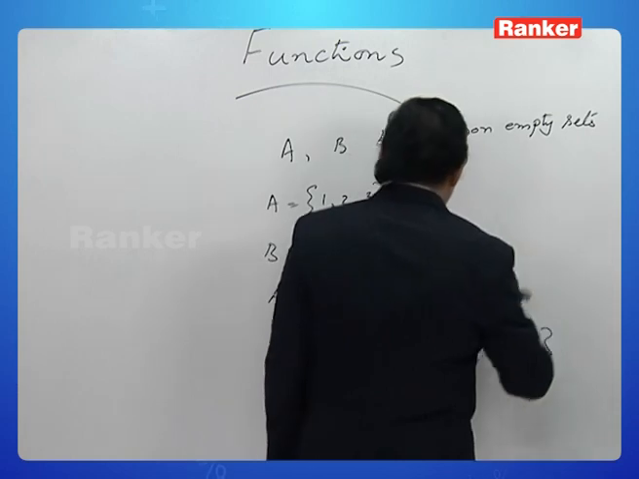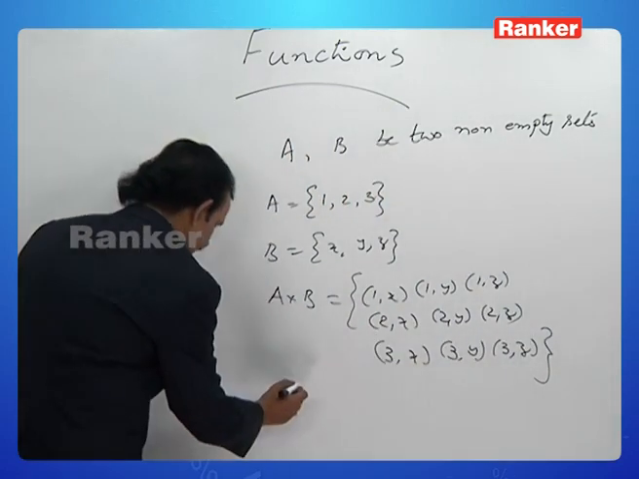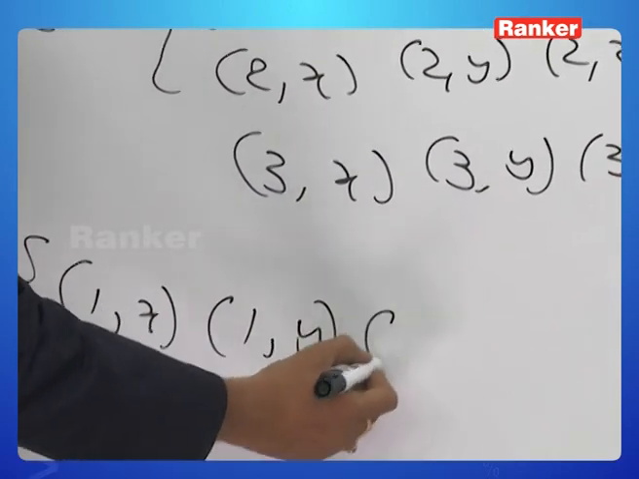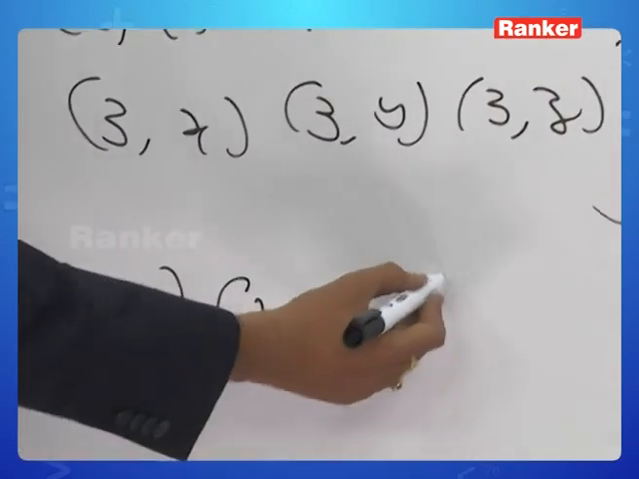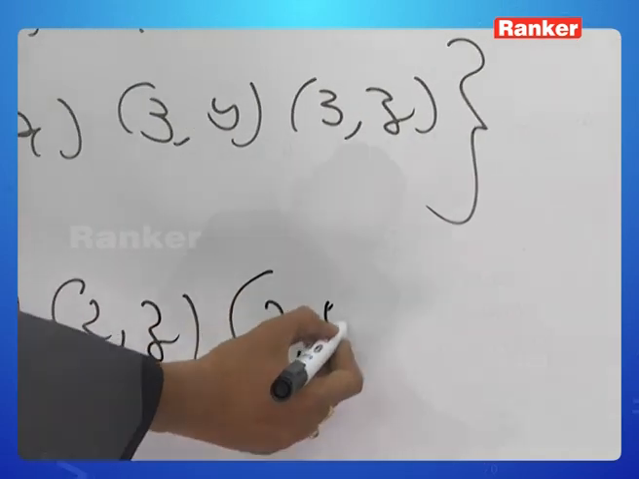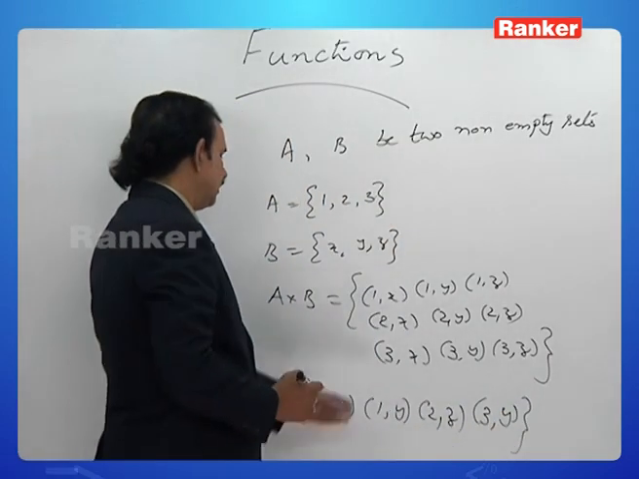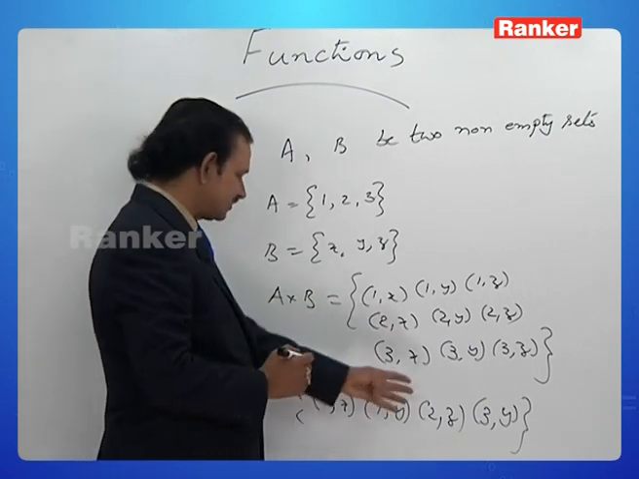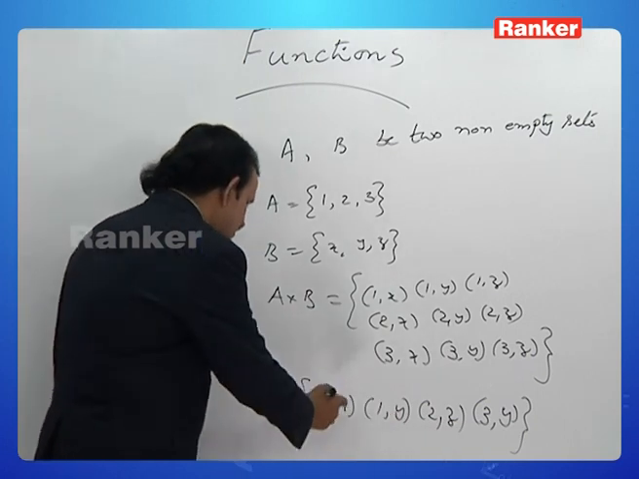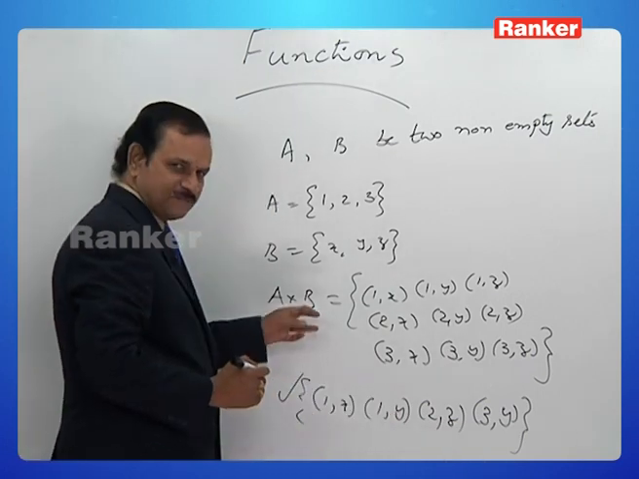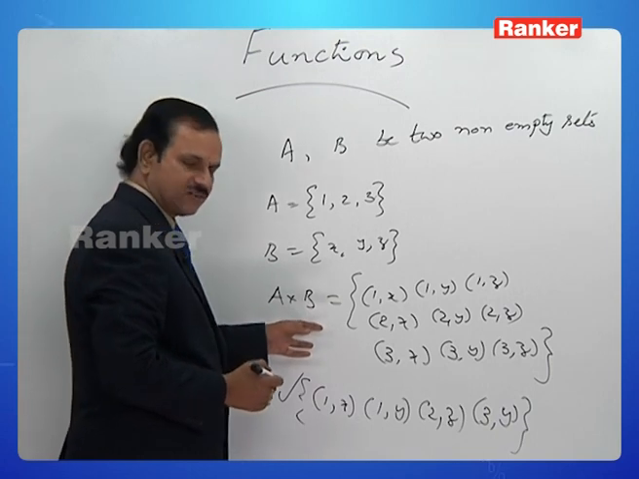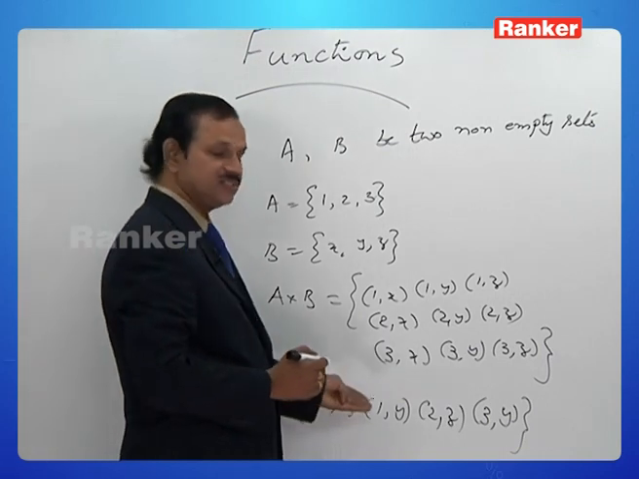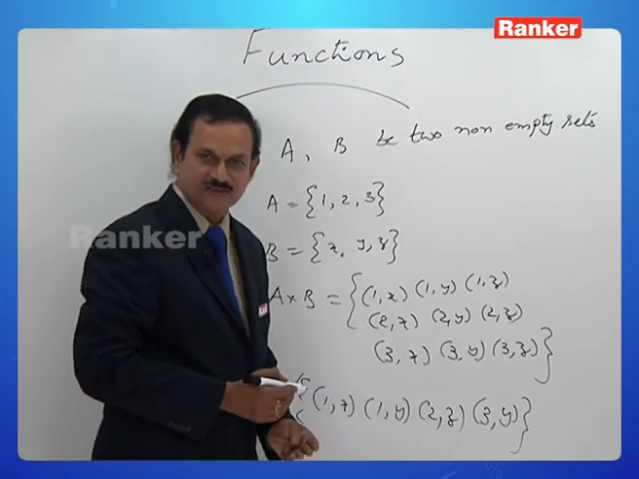Now, let me grasp a subset of A cross B. Look here: (1, x), (1, y), (2, z), (3, y). Stop there. This A cross B contains 9 elements, whereas this subset has just 4 elements only. What do you say about this set? Is it a subset of A cross B or not? Yes, of course. This is a subset of A cross B. And this is the background to define the word relation.